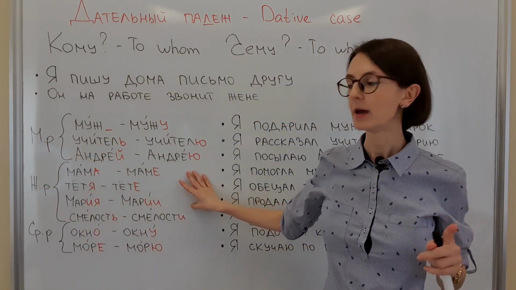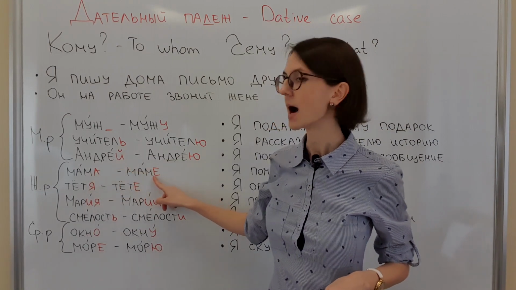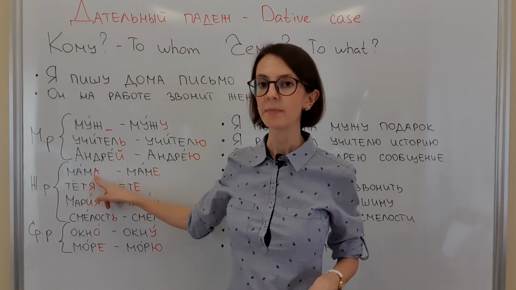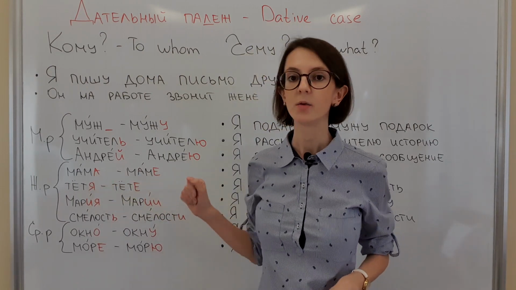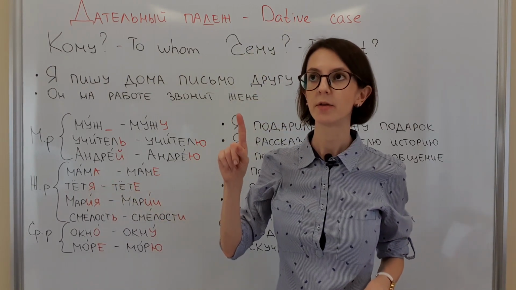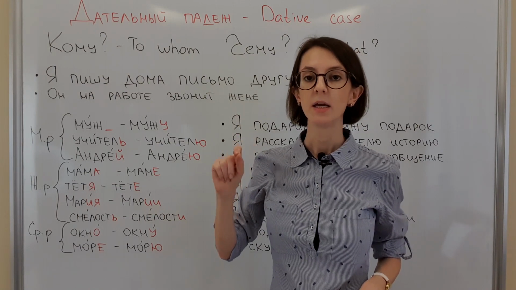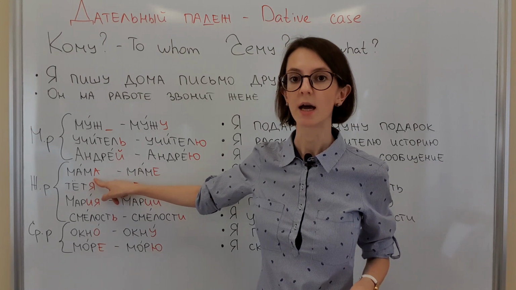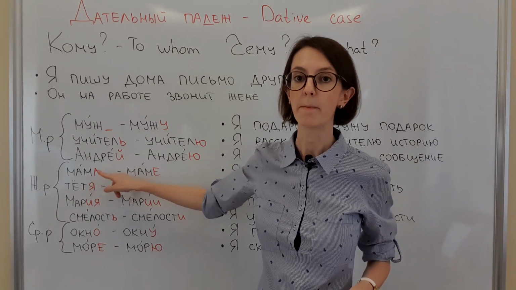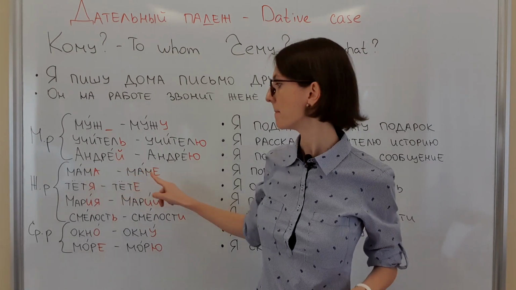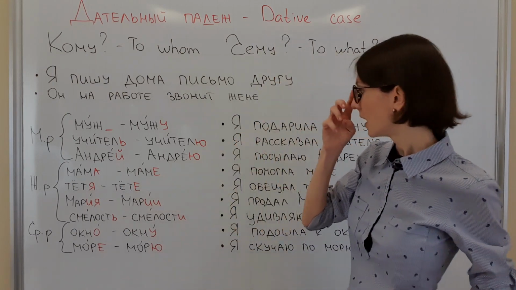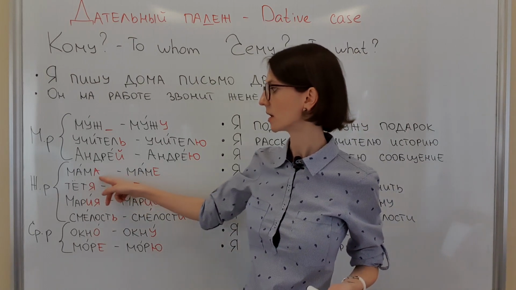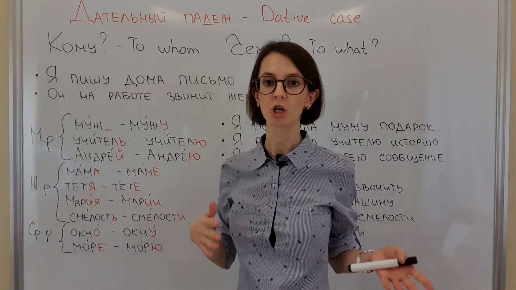Женский род, feminine. Мама, маме, mother. Мама, маме. So, we change to е. By the way, we have one more example. For example, папа. It's masculine, but it ends with а, so we decline it as feminine. Папа, папе, мама, маме. And also дедушка. It's also masculine, but we decline as feminine. Дедушка, дедушке.